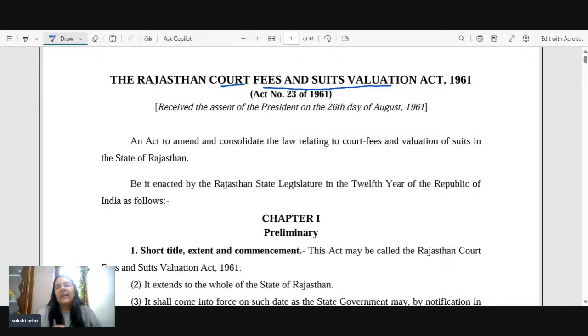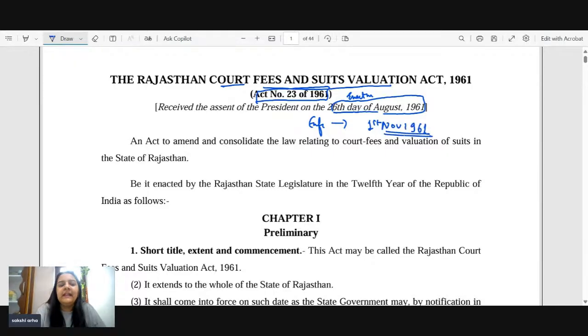Then next thing, the act number, that is Act number 23 of 1961. Then comes the enactment date, which is already written here, 26th day of August 1961. This is the enactment date of the act. 26th August 1961, you can expect this question in your exam. Then comes the enforcement date of this act. You can write down, it is 1st of November 1961. The enforcement date is 1st of November 1961.